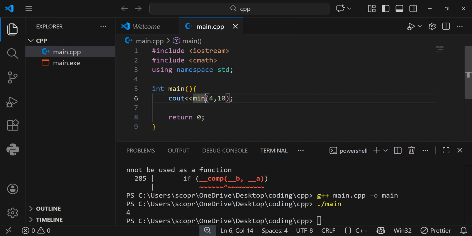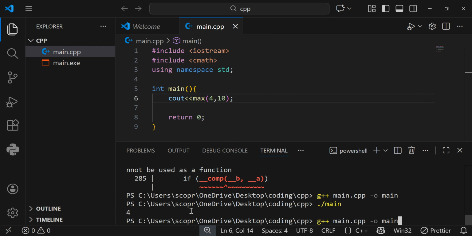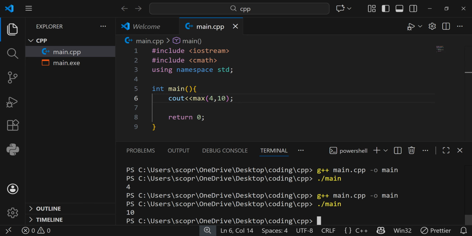Okay, so let us get the maximum. For the maximum, we use the max function, and then we provide our two values. We can now try to compile. After compiling, we try to run. As you can see, the maximum here is 10, and the minimum that we got is 4. So min returns the smaller number, and max returns the bigger number.